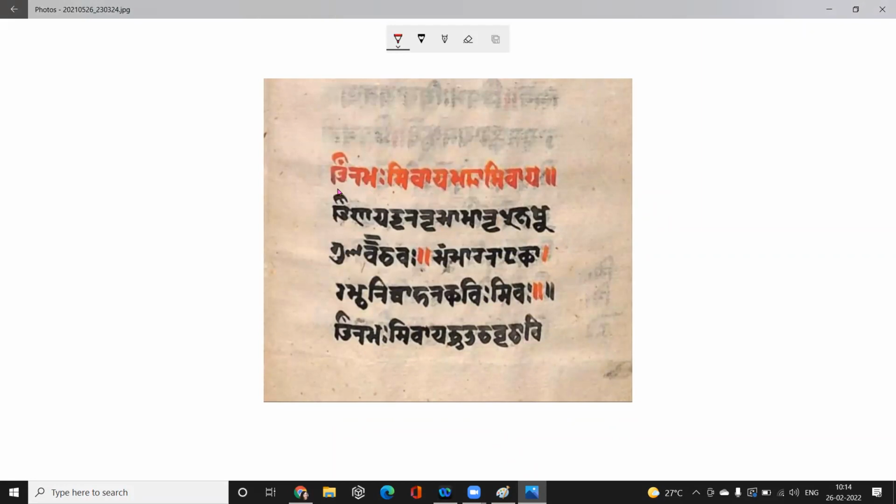So I'll read out the first line for you. Then I'll ask each one of you for the second line. So let us try and decipher these letters. So I think the first one is very much clear. This is Om. Then we have Na.